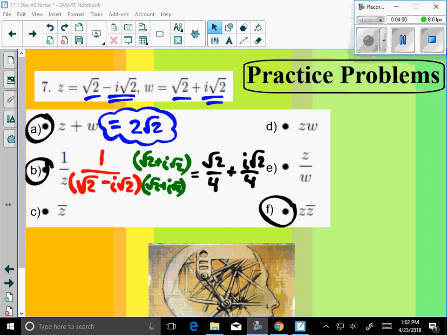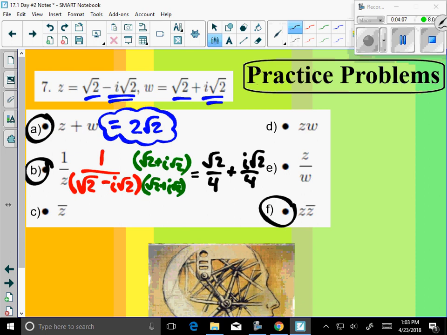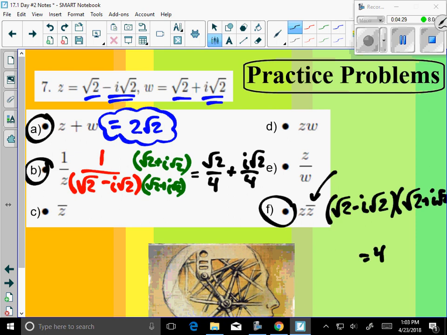All right, for the last one, part F here. What does that line over that mean? Conjugate, right? So this is z times its conjugate. Well, z is root 2 minus i root 2, and root 2 plus i root 2. We actually just did this. We said that was 4, right? That is z times its conjugate.